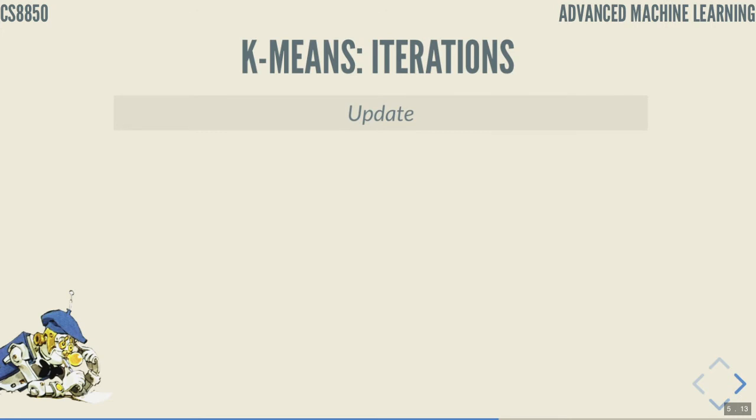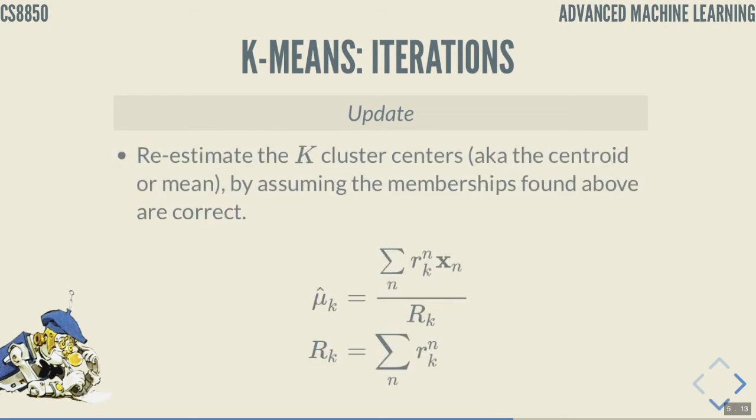Another sub-step of our iteration is the update. Now we have all of our assignments, responsibilities. What do we do with them? Now we re-estimate the K cluster centers. We move our means or centroids. Look what happens: we sum all of our elements with corresponding weights.